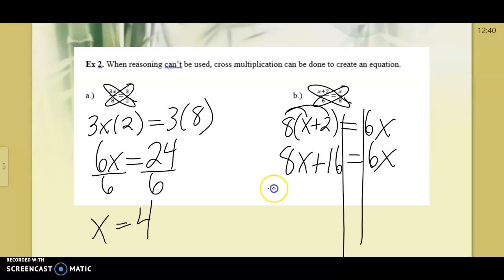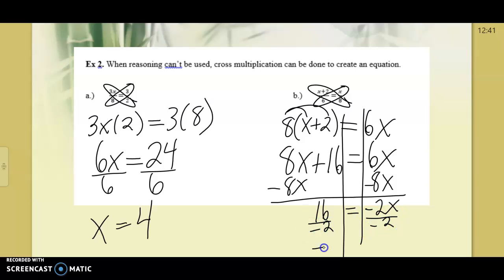Good. So I'm going to subtract 8x, because if I subtract 6x, I'm left with nothing. So I want to pull these variables together. Leaves the 16 here. Positive 6 minus 8. Be careful with your integer rules. You're going to take away and be left with negative 2 because you owe more than you have. Divide by negative 2 and voila, negative 8 is equal to x. You have found the value of x.